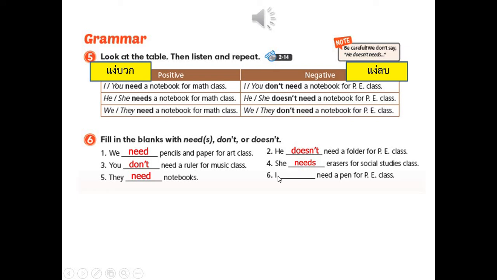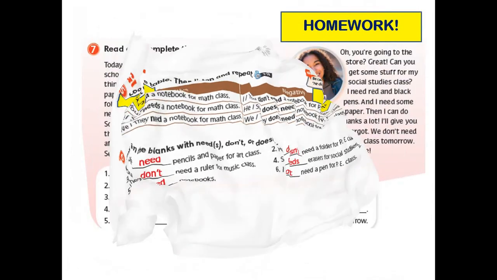Now, exercise number 6, I. This is our subject, I. Blank need a pen for PE class. Do you need a pen for PE class? If your answer is no, which one is the correct answer? Don't need or doesn't need? Look at the table here. If your answer is don't need, you are correct. Again, students, please write everything that you can see on the screen in your book. Now, let's move on to this one.